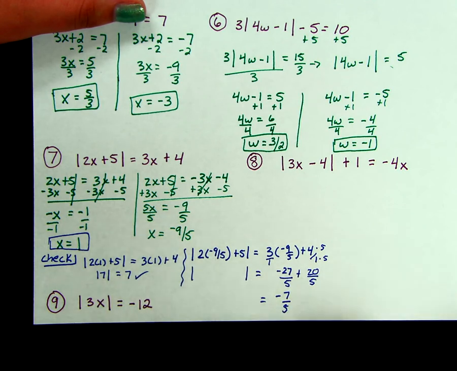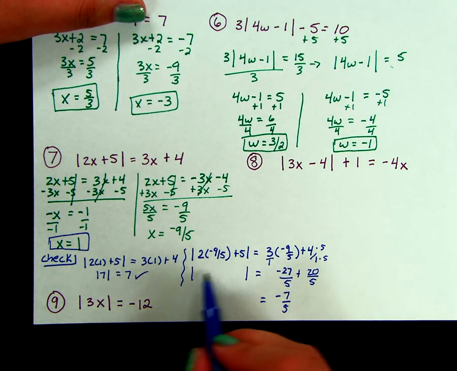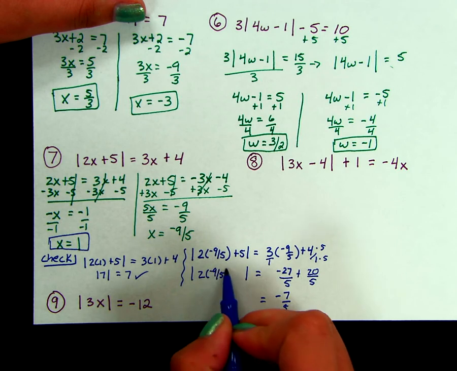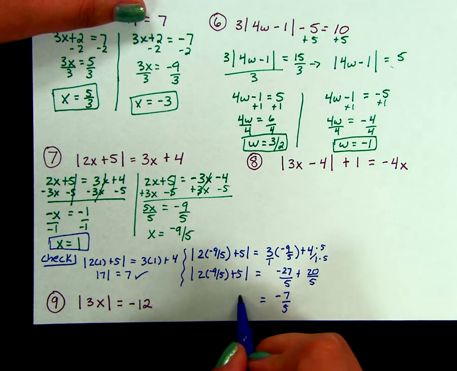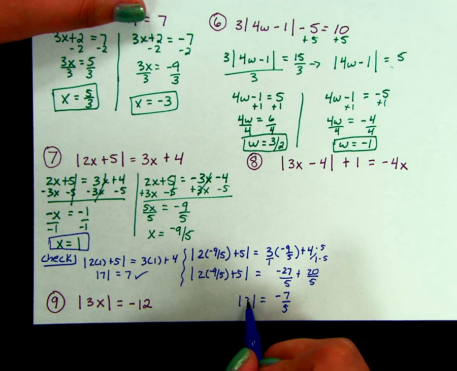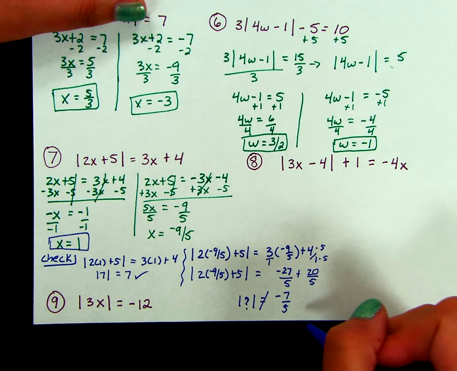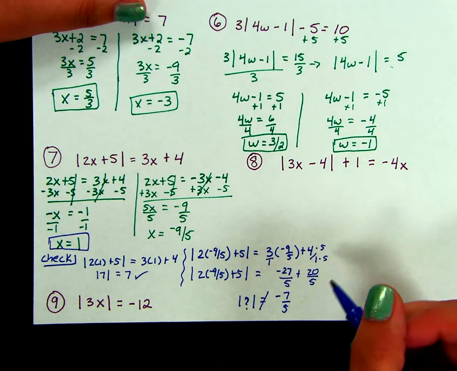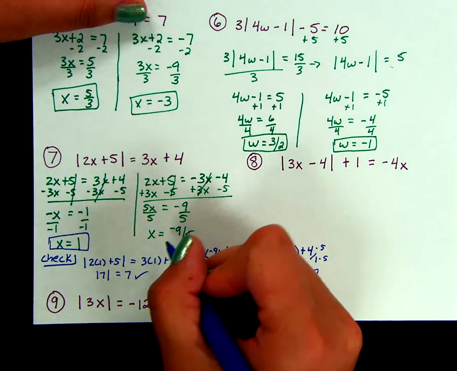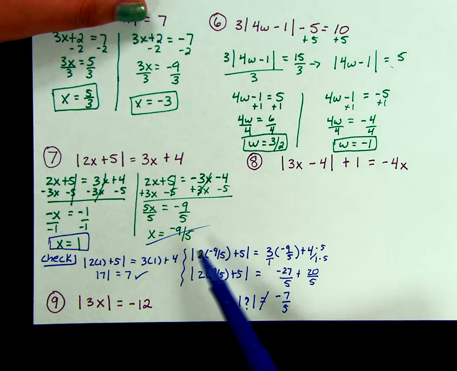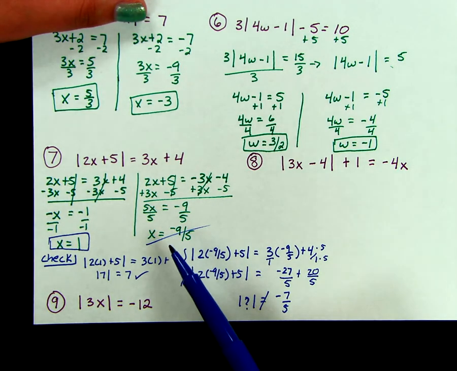Well, I don't even have to worry about simplifying the other side because I now have an absolute value. So that 2 times negative 9/5, it doesn't matter what I have in it. I have an absolute value of something equal to a negative number. That can't happen. So this solution doesn't actually work. So since it doesn't work, I'm going to cross it off instead. So really, we only have one answer that works for this problem. So we would call this an extraneous solution.